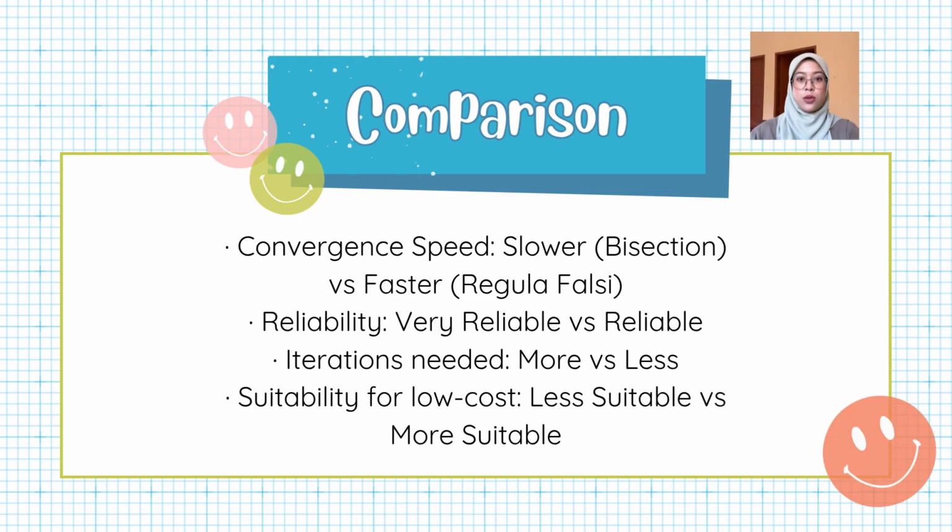Comparing both head-to-head, regula falsi clearly wins on convergence speed and requires fewer iterations. Bisection, however, is exceptionally reliable because the root is always guaranteed to stay within the strict bracket. For a low-cost temperature monitoring system where processing power and battery life are limited, regula falsi is much more suitable because faster computation directly reduces energy consumption.